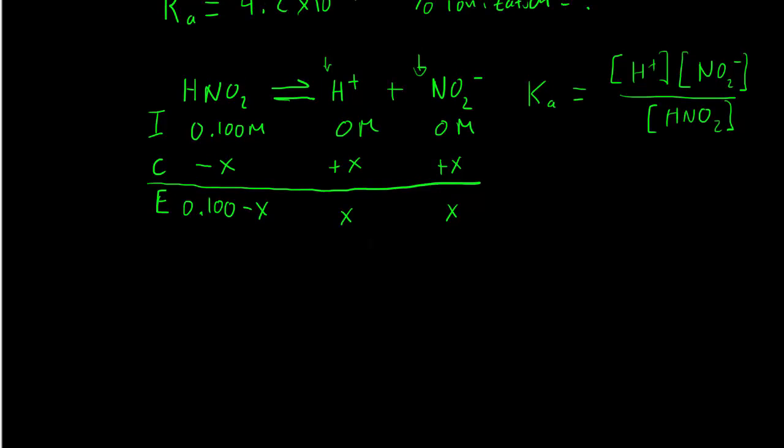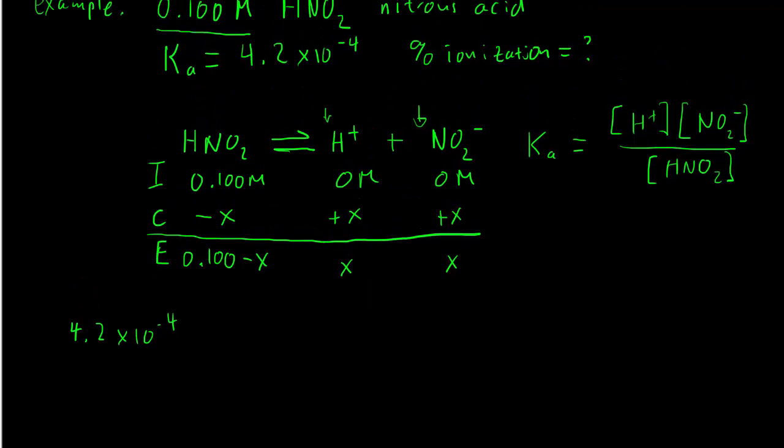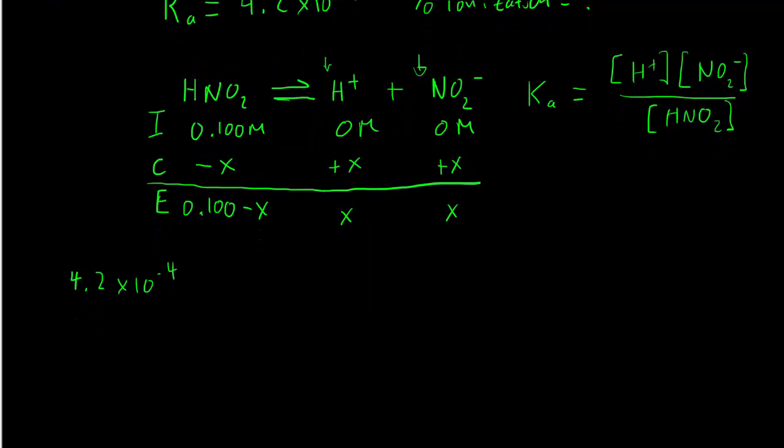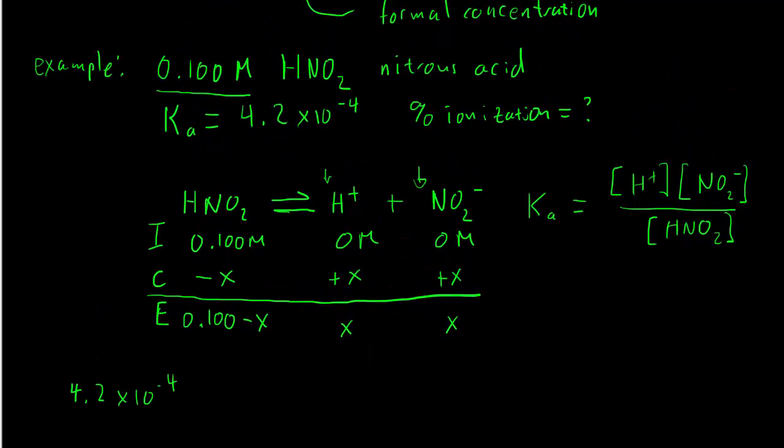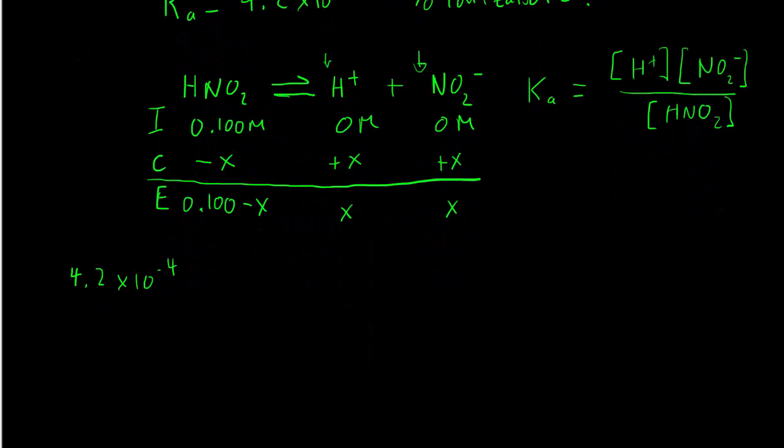So Ka, I know what that is. It is 4.2 times 10 to the minus fourth. That's a value that you would have to look up, and it is a property of nitrous acid. So it's something that we can measure and then put in a table. And remember, that is at a temperature of 25 degrees Celsius. At a different temperature, nitrous acid may have a different Ka.